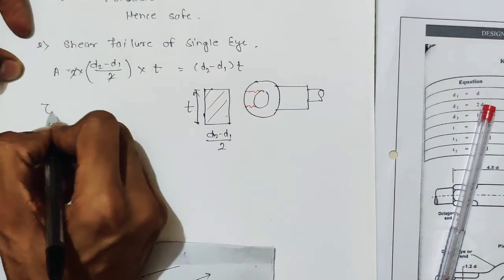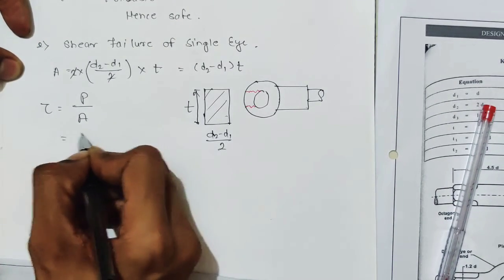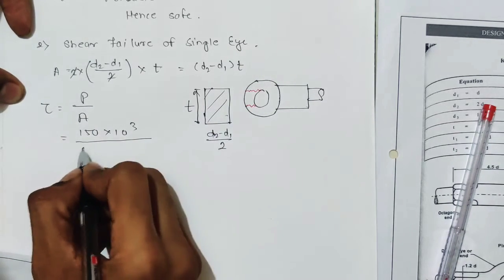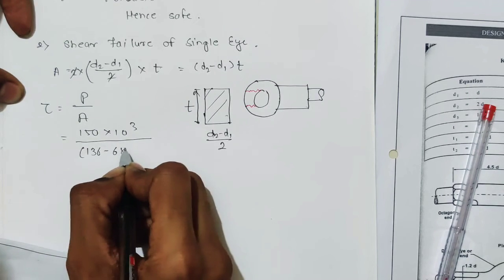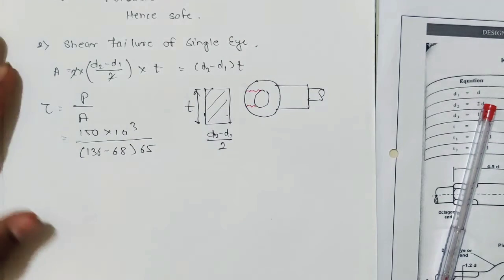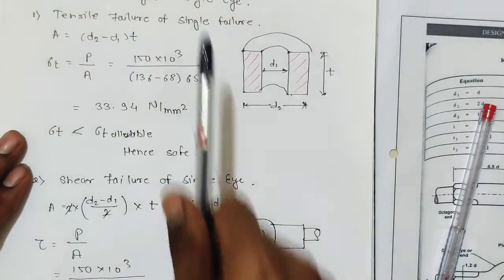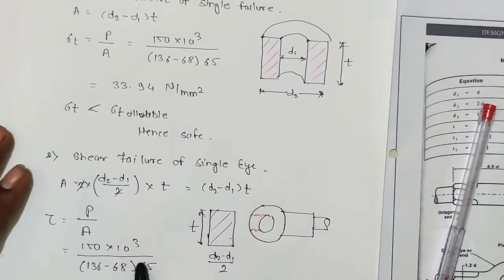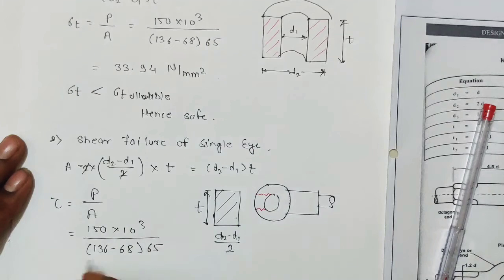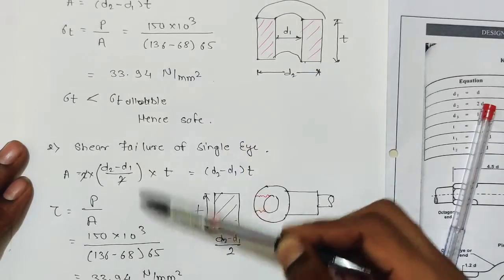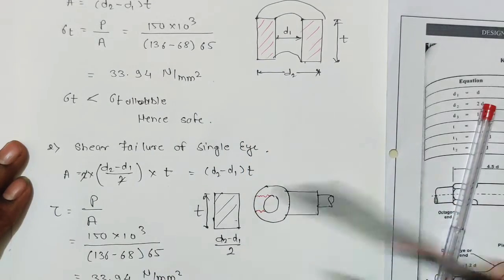Now we know shear stress is nothing but force upon area. Force is 150 into 10 raised to 3. What is area? D2 minus D1 into T. So what is D2? 136 minus 68 into T, 65. Now if you compare this with the earlier one, it is the same. So for tensile failure and shear failure, we have the same area and the same value. So this is 33.94 Newton per mm square, because we have the same 150, 136 minus 68, 65.